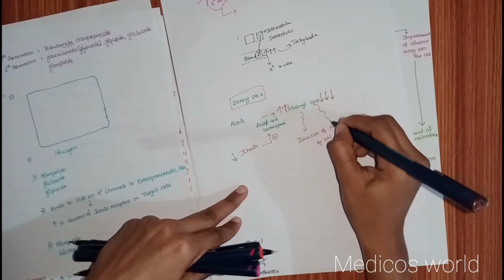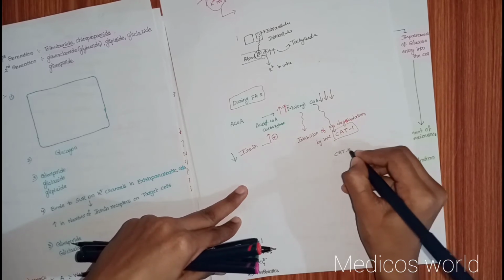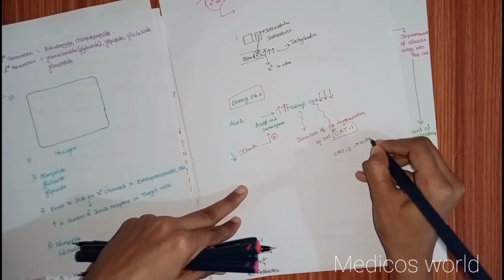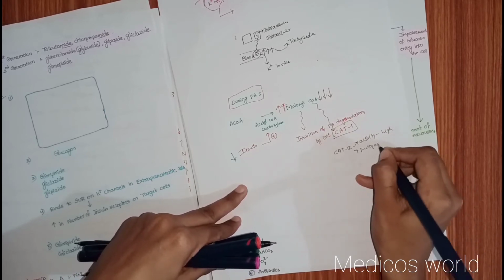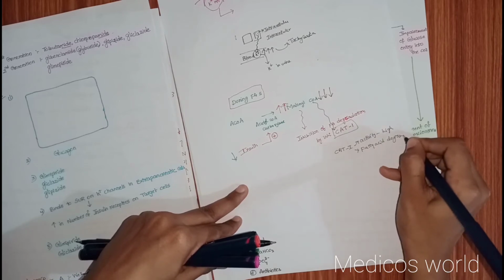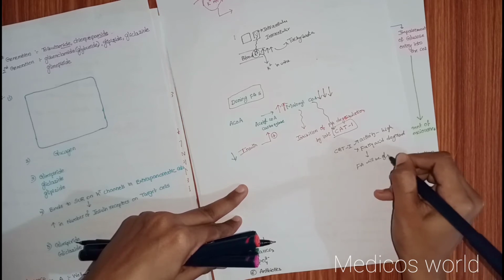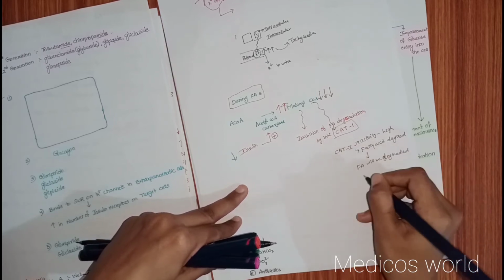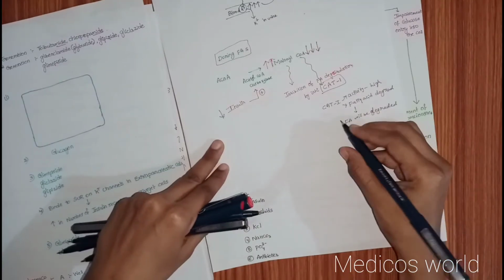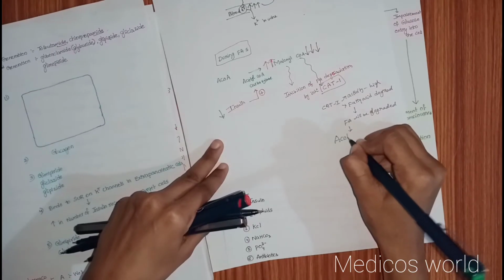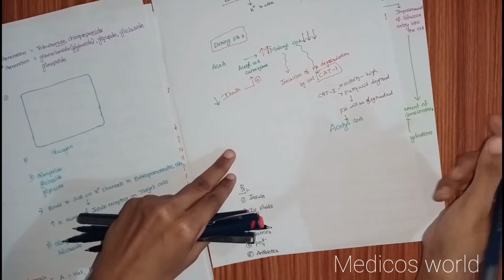This malonyl-CoA cannot inhibit this enzyme. That means carnitine acyltransferase 1 enzyme activity is high. It is an enzyme of fatty acid degradation. So what happens? Fatty acids will be degraded. The product formed in the fatty acid degradation is acetyl-CoA.